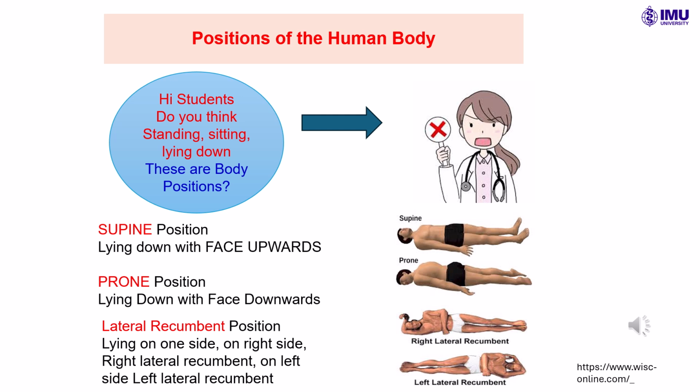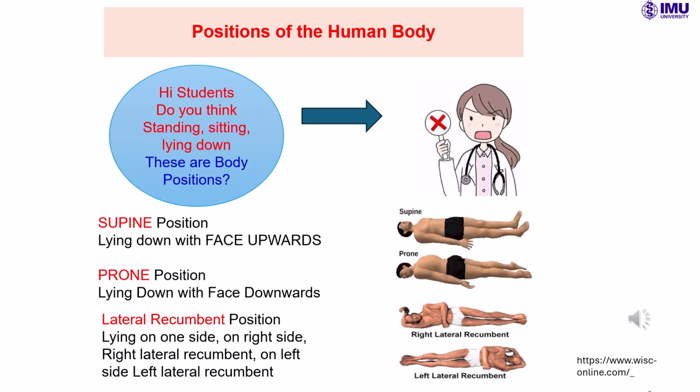Positions of the human body. Hi students, do you think standing, sitting or lying down are body positions? Not correct. As shown in the picture on the right, the supine position indicates lying down with the face upwards. As shown in the picture on the right, the prone position indicates lying down with the face downwards. Lateral recumbent position. Lying on one side, on the right side, right lateral recumbent. Lying on one side, on the left side, left lateral recumbent.